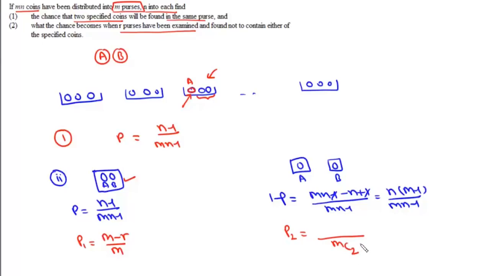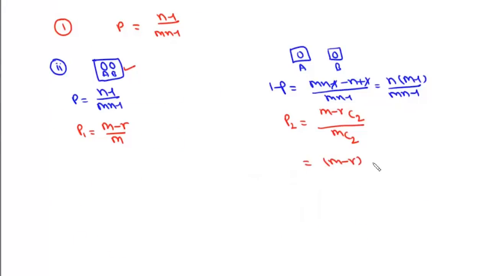So here it will be mC2, any 2 of these m, and then it will be (m minus r)C2, which is (m minus r)(m minus r minus 1) divided by 2. Now 2 will cancel, and here it will be m into (m minus 1). So if they are together, then the probability that they'll be in the remaining m minus r purses is given by (m minus r) by m. And if they are not together, then the probability that they'll be in the remaining m minus r purses will be given by (m minus r)(m minus r minus 1) upon m(m minus 1).